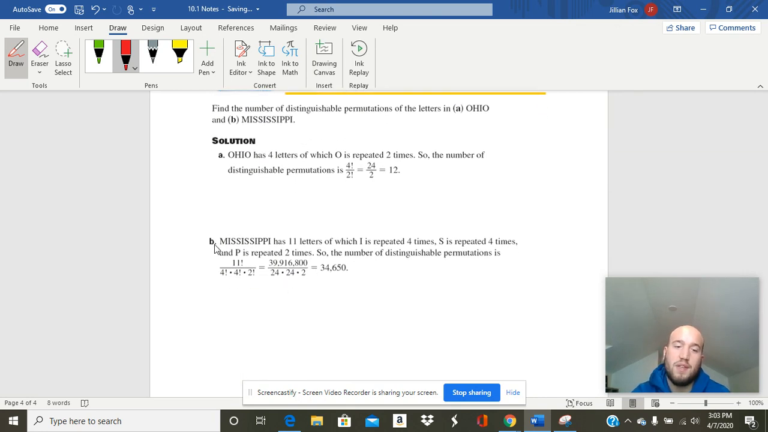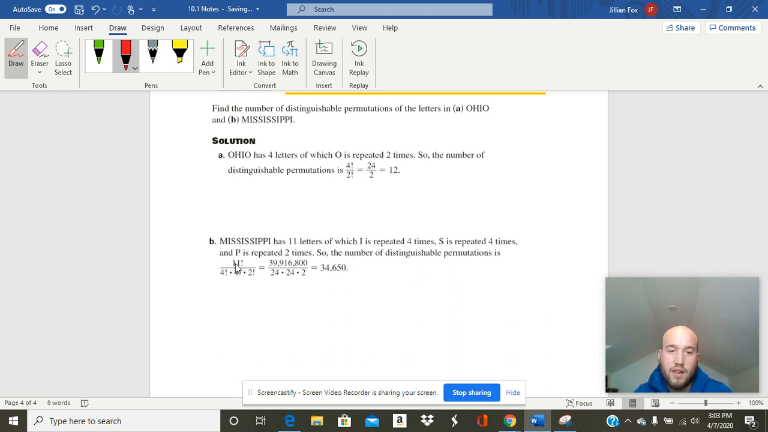Okay, now Mississippi, this is a much more complicated one because there's a lot more letters, and as you know, Mississippi, right? Probably one of the most complicated words you learned to spell when you were younger. And if we look here, there's 11 total letters. The I is repeated right here 1, 2, 3, 4 times. The S is repeated 1, 2, 3, 4 times. And the P is repeated 2 times.